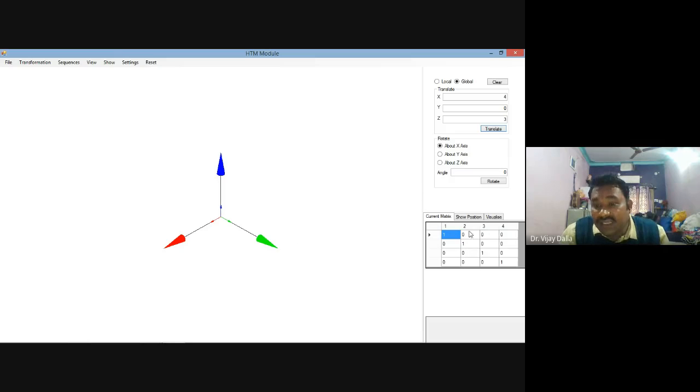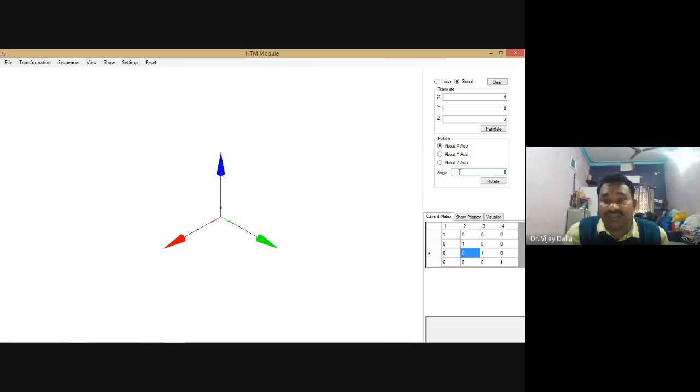Now see the changes in the values in this matrix. This is the homogeneous transformation matrix. Whenever we change the values of x, y, z, it changes. And the same for rotations.